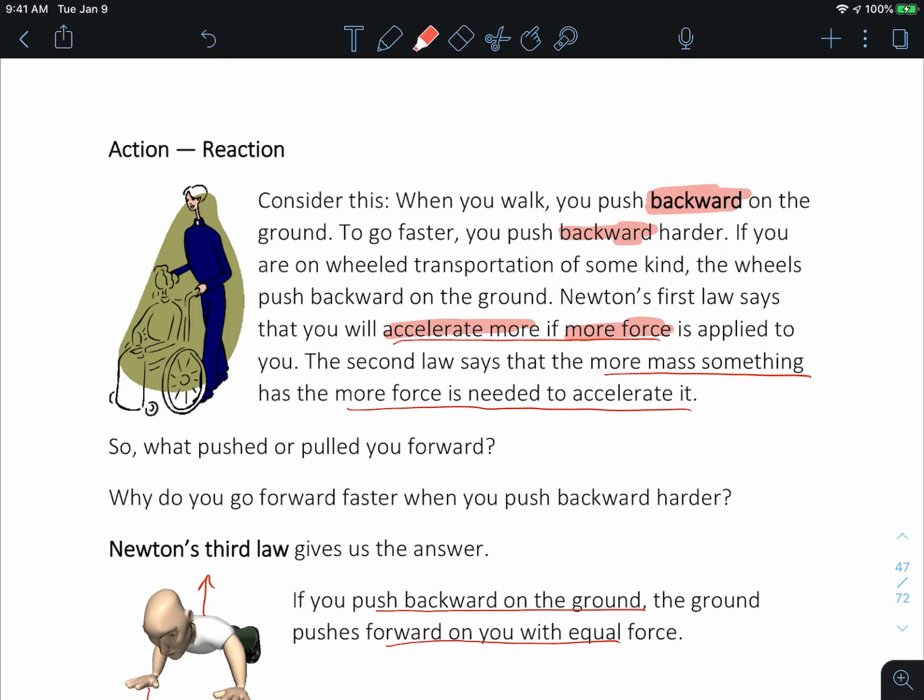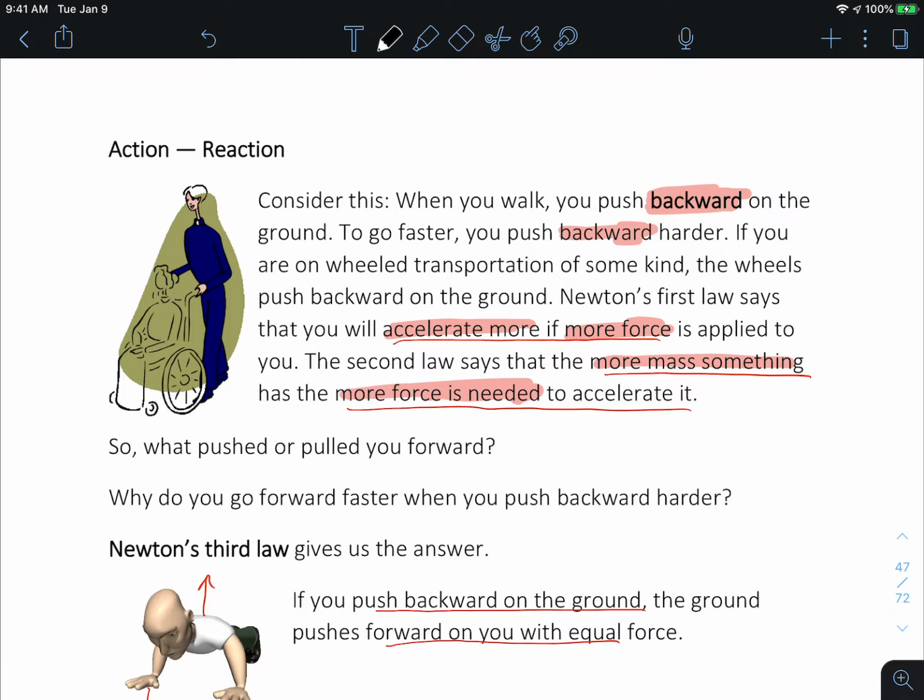The more mass something has, the more force is needed to accelerate. So this is from the second law, right? The first law says that you will accelerate more if more force is applied. The second law says that the more mass something has, the more force is needed to accelerate it. So when we combine those two things, this is where we start to realize why we're moving at all.